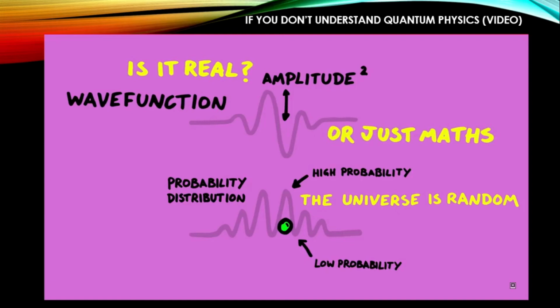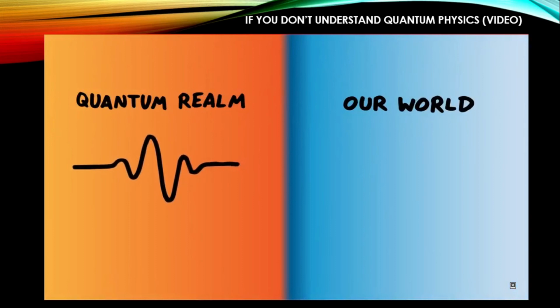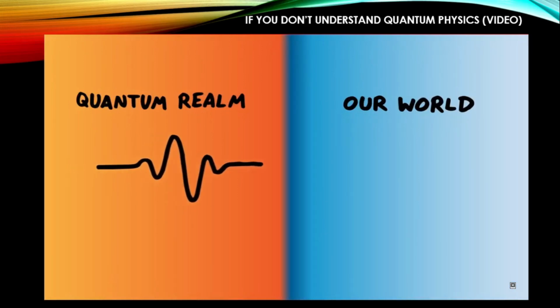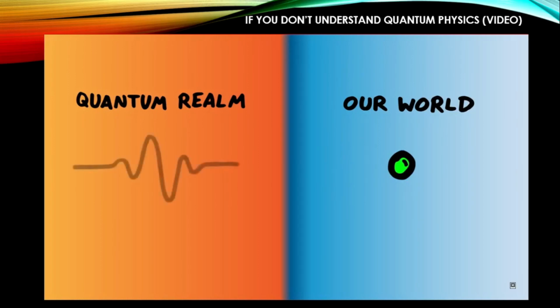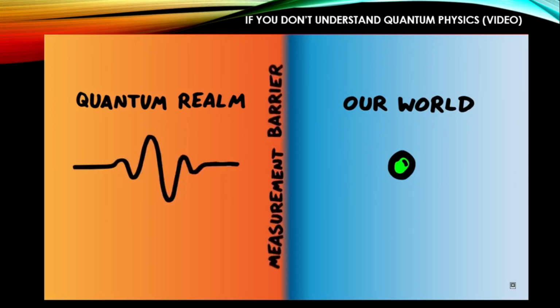No one's ever seen a quantum wave, because whenever we measure an electron, all we ever see is a point-like electron particle. So there's like this hidden quantum realm where the waves exist, and then the world we can see, which is where all the waves have turned into particles. And the barrier between these is a measurement.